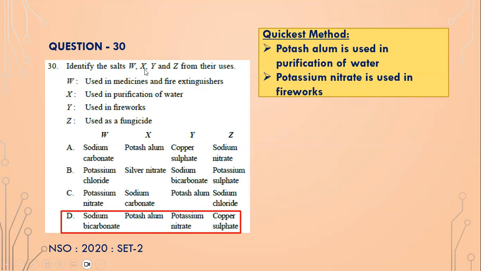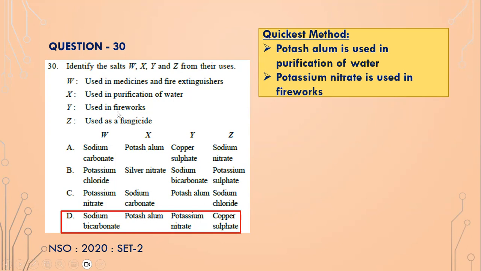Identify the salts W, X, Y, and Z from their uses. Which of these are most common? Potash X is used in purification of water. What is used in purification of water? Potash alum. Alum is used in the purification of water.